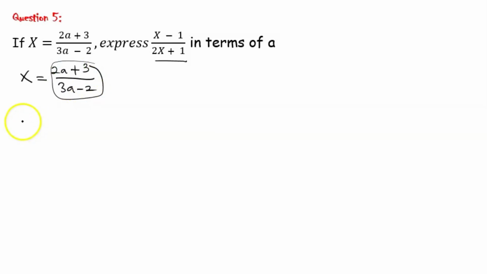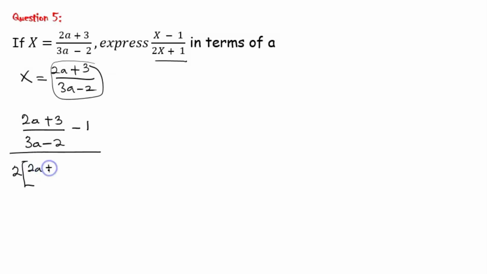If we do that, instead of x in the numerator here, I'm going to have 2a plus 3 divided by 3a minus 2, minus 1. Okay, that's the numerator, divided by 2 times another x, that's 2a plus 3 divided by 3a minus 2, then plus 1. Okay, I think we are understanding this. So this is what the examiner is just trying to let us know, that I've defined my x to be this, so express this in terms of a.